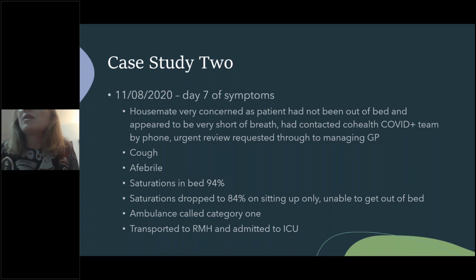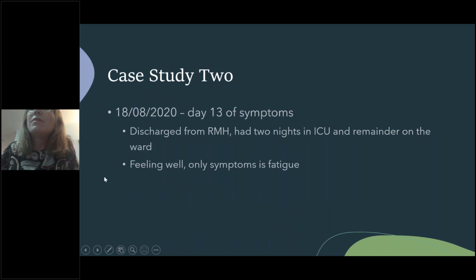And there was a lot of discussion back and forth, and then the housemate got back to me that she couldn't get the patient to stand up at all. She was just sitting on the end of the bed and she'd desaturated to 84%. So we again called an ambulance, category 1, and she was assessed by the paramedics and transported to the Royal Melbourne and went directly to intensive care. Then I followed her up on discharge.